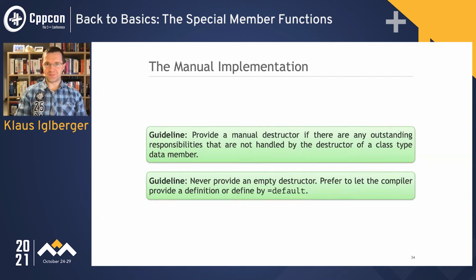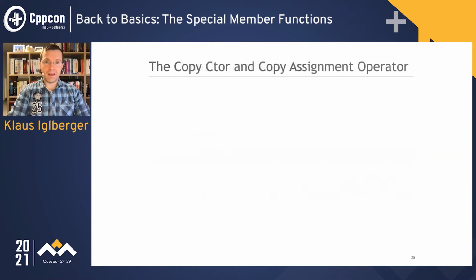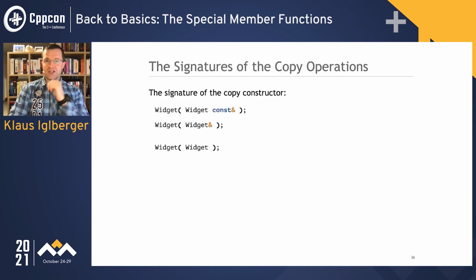All right. So let's talk about the copy constructor and the copy assignment operator, the copy operations. First, the signature. The copy operation, the copy constructor, is thus the constructor that takes one argument of the type of the class. The first signature here, that is the default. That is kind of the canonical form. This is what you should use in 99% of all cases.